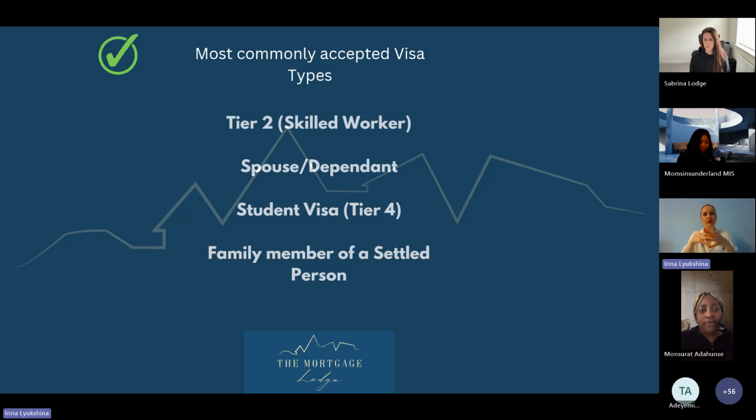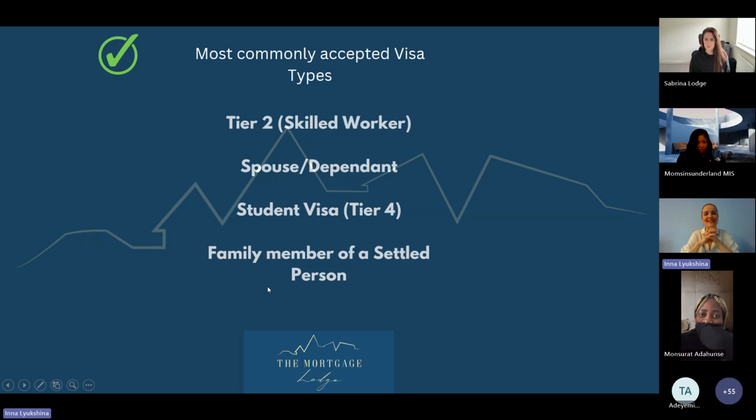I also deal with spouses or dependents of those who are here on a skilled worker visa, so that is absolutely fine. No issues with that. Lenders are quite happy with this situation. You could also be a family member. I'm just talking about the bottom point.